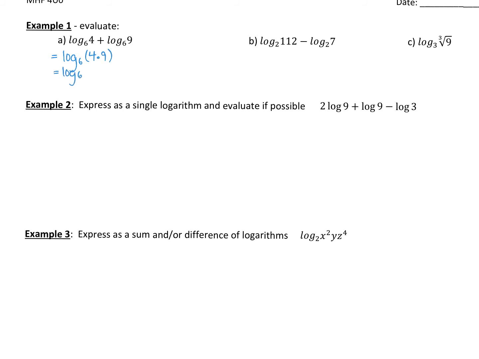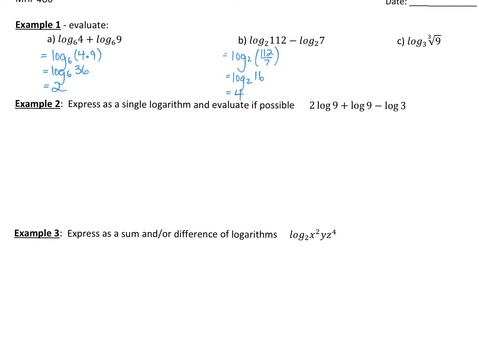We're going to get log 6, 36, and then I ask myself 6 to what exponent equals 36? It's 2. This one simplifies to log 2, 16, and then that equals 4. That was the quotient law of logarithms. And in this last one, hopefully you can see that it can be written like this using your knowledge of radicals, and then you can apply the power law to bring down the 1/3. And then I'm asking myself here, 3 to what exponent equals 9? And the answer is 2. And thus this one equals 2/3.